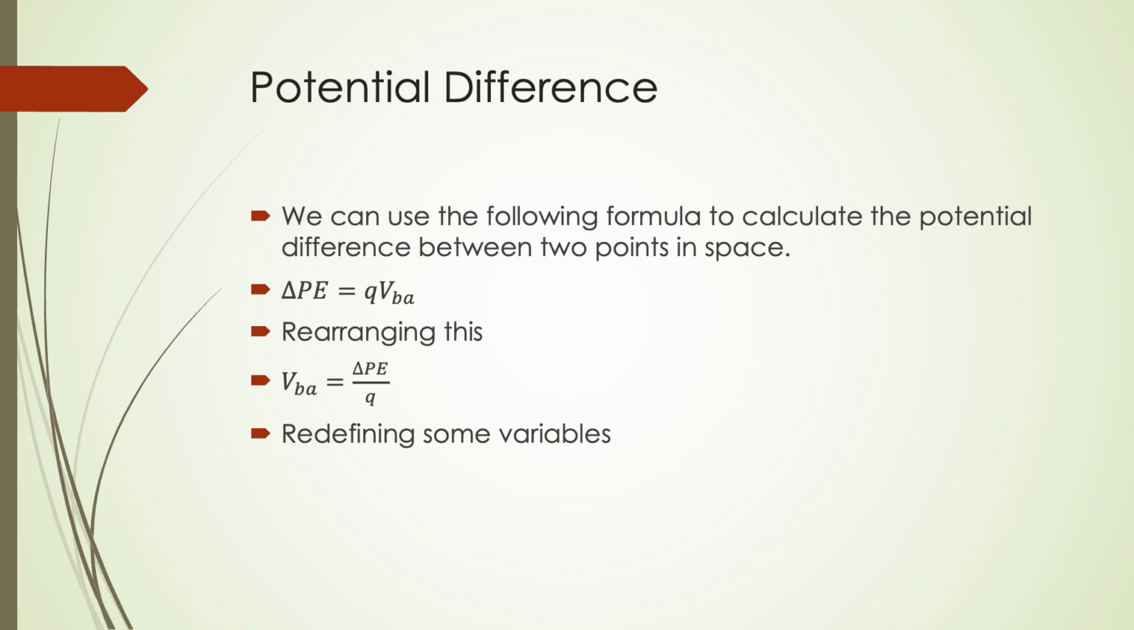We'll redefine some variables, and we can say that V_BA is equal to our electric potential at B minus our electric potential at A, which is equal to our change in potential energy, which is just equal to our work as we move our charge between B and A, divided by our charge. So we'll look at an example of this.